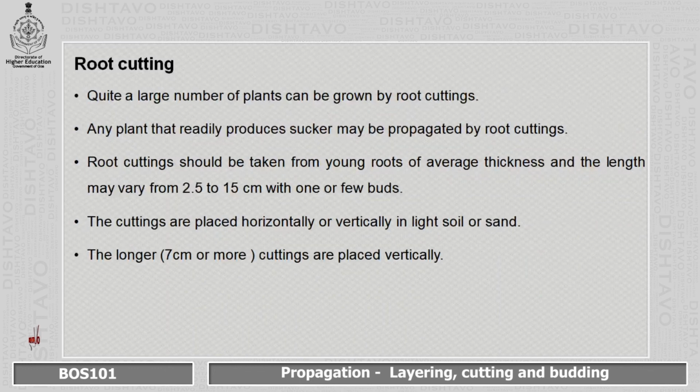Next is root cutting. Quite a large number of plants can be grown by root cuttings. Any plant that radially produces suckers may be propagated by root cuttings. Root cuttings should be taken from young roots of average thickness, and the length may vary from 2 to 5 to 15 cm with one or few buds. The cuttings are placed horizontally or vertically in light soil or mud. The longer size cuttings are placed vertically.